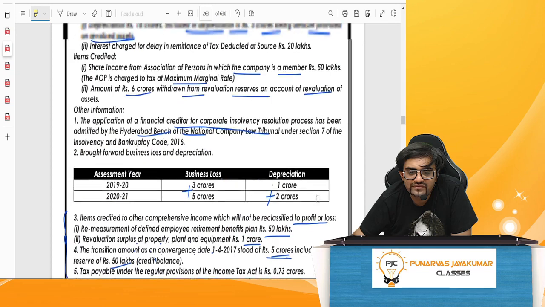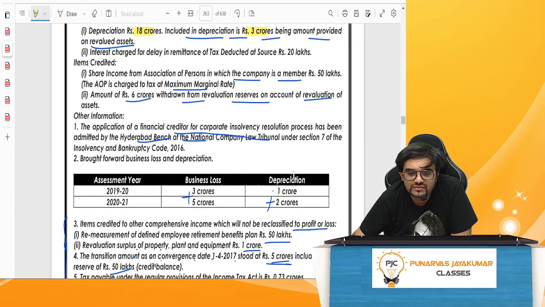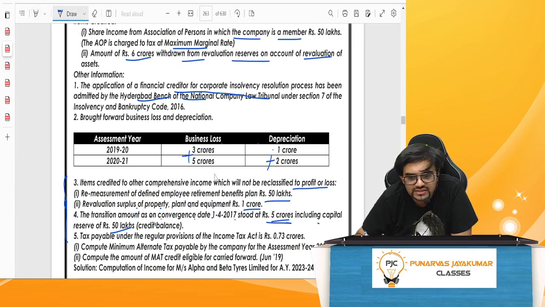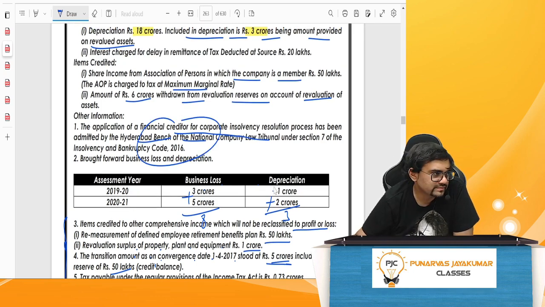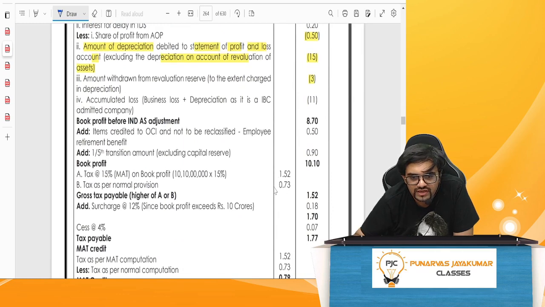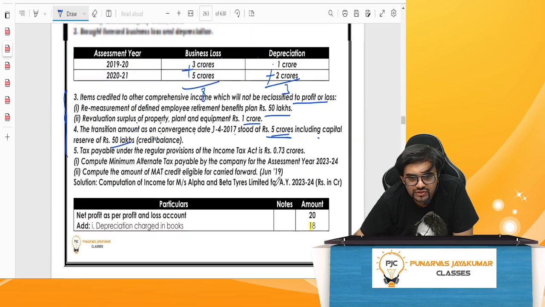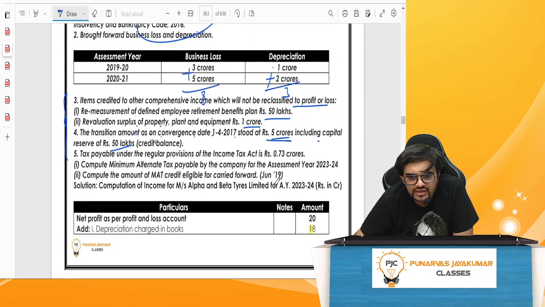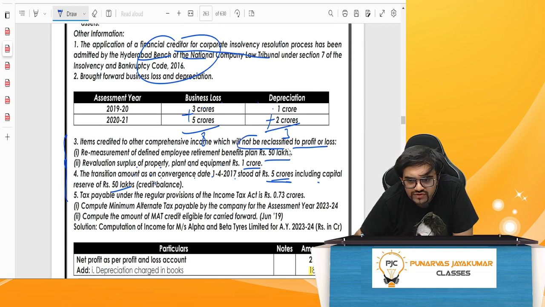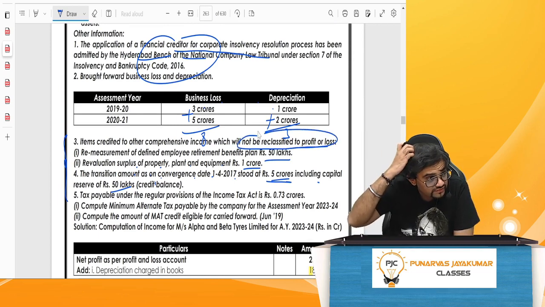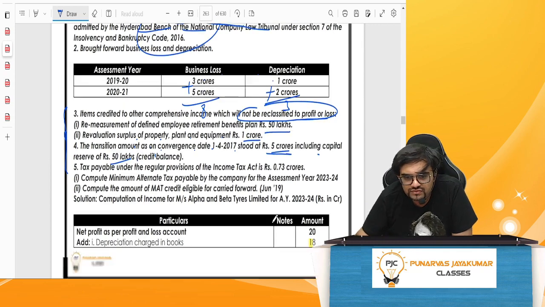Accumulated loss, add everything. 3 plus 5 plus 1 plus 2. Otherwise, I should have added this 8 or 3, whichever is lesser. Then I should have taken 3. Now it is what? 3 plus 5 plus 1 plus 2, because it has gone through IBC. So here 11 I will subtract. Book profit before Ind AS adjustment. Items credited to OCI. As I told you here, all items credited to OCI and not be reclassified to P&L account. Since it cannot be reclassified, to align it, I have to add back. So 50 lakhs I will add.